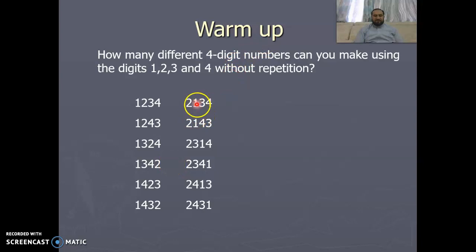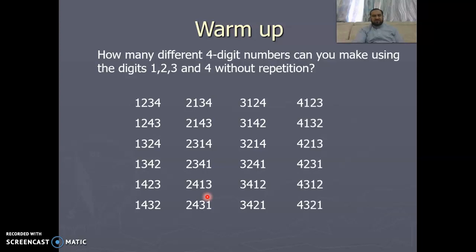Then in the second column you can see 2 is at the first place, and we just swap the other three numbers, 1, 3 and 4, so we get this many patterns or different 4-digit numbers. Then keeping 3 as a fixed point, we move the other three numbers. Similarly, this time we fixed 4 and we just replace 1, 2, 3 and 1, 3, 2.